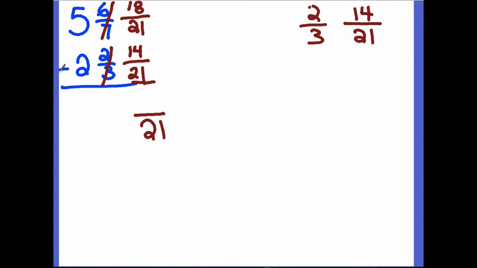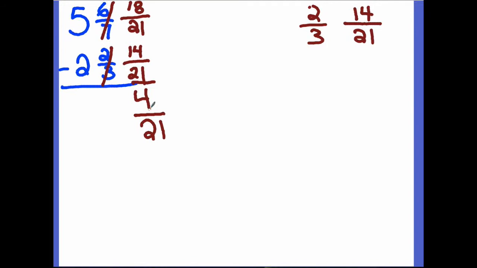What are we doing in this problem? Adding, subtracting, multiplying, or dividing? You subtract. So what do you think I'm going to do with my numerators that I have now? Subtract. And what would I get if I subtract them? 18 minus 14, what is that? That equals 4. Okay, so I have 4 over 21. Did I have to borrow to get that answer?